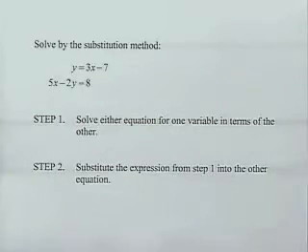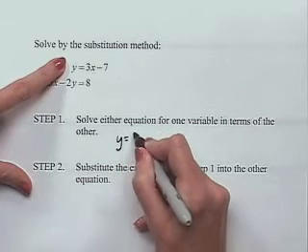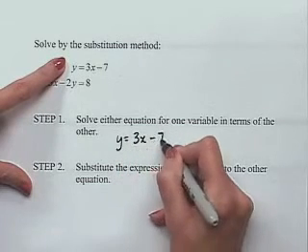Now let's look at solving a linear system by a more algebraic method. Solve by the substitution method. We have the equation y equals 3x minus 7. Second equation, 5x minus 2y equals 8. Step 1. Solve either equation for one variable in terms of the other. Well, if we notice, our first equation is already solved for y, so we're going to use that. y equals 3x minus 7.